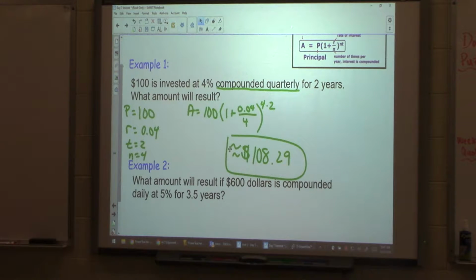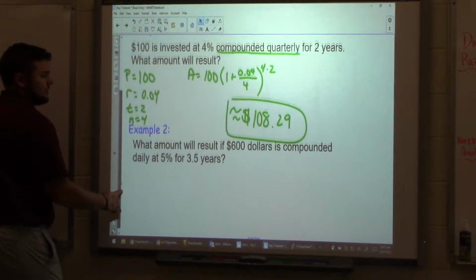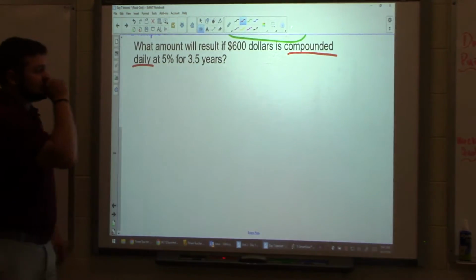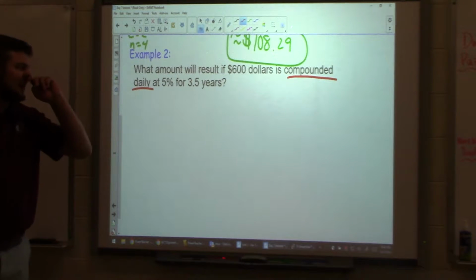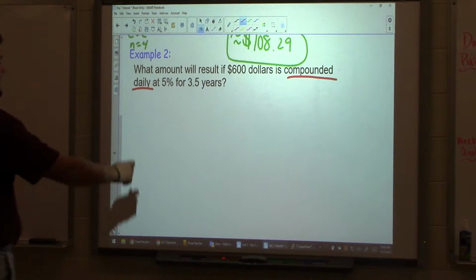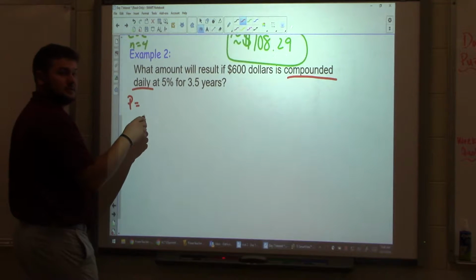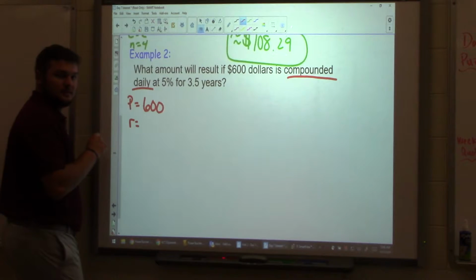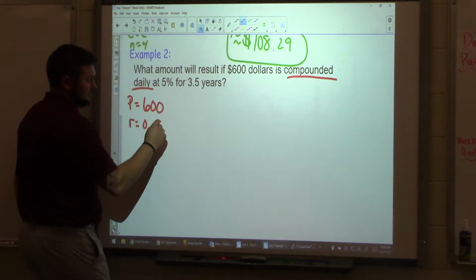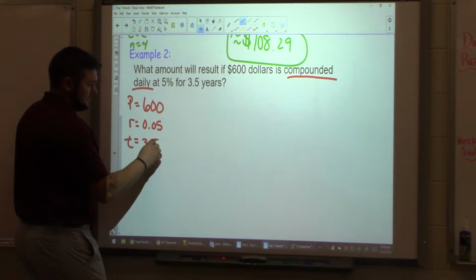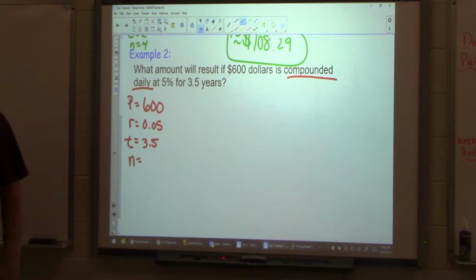Example 2. What amount will result if $600 is compounded daily at 5% for 3.5 years? So that tells me I'm using my compound interest formula. Well, my initial amount, my principal, is what? 600. My rate, what's my rate going to be? 0.05, right? It's 5%. My time period? 3.5. And what does n equal? How many times am I compounding it? 365, right? Daily.